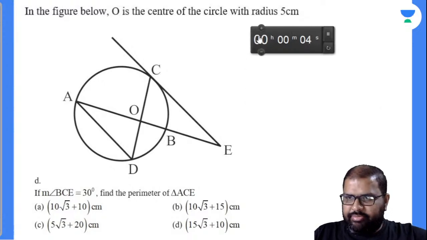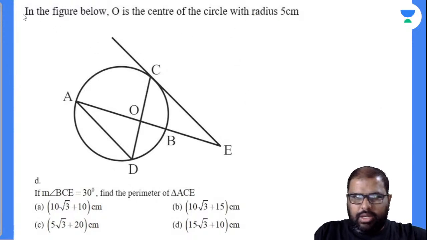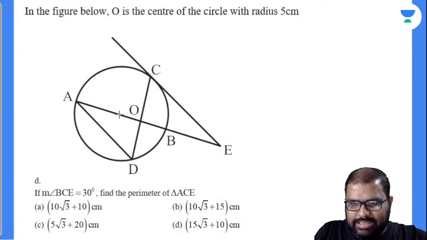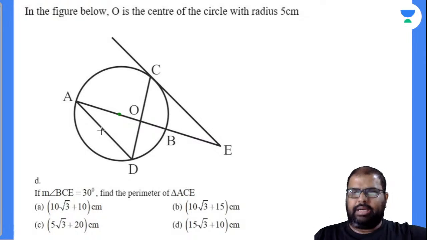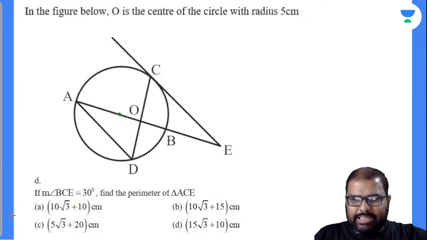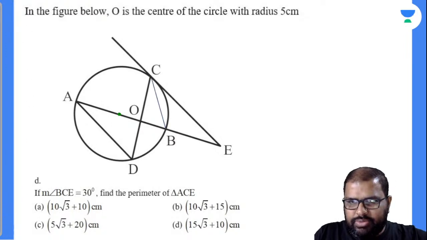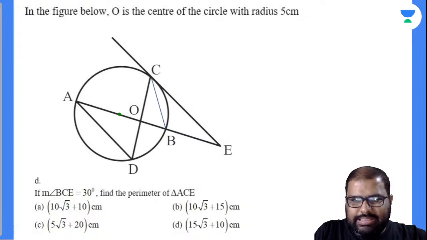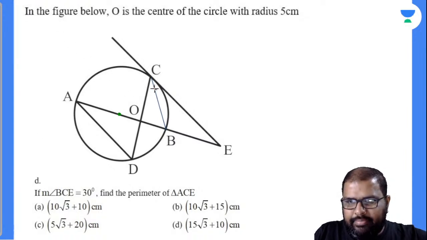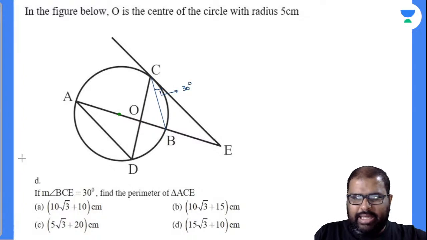No answer, Raghav. Now see here, O is the center of the circle. I will mark this. This is O. Angle BCE is 30 degrees, it seems. First of all, I'll draw a chord from B to C. Now this is BCE, which is 30 degrees, and you are asked to find the perimeter of triangle ACE. So I'll draw one more chord.